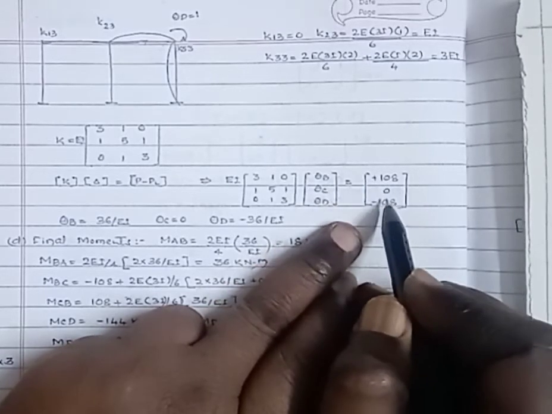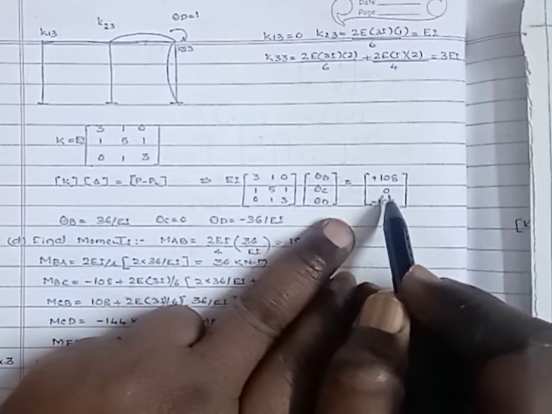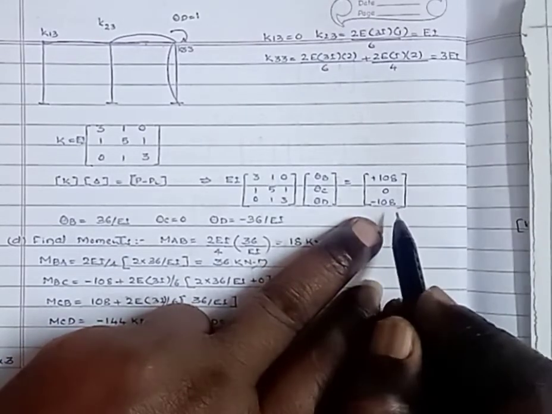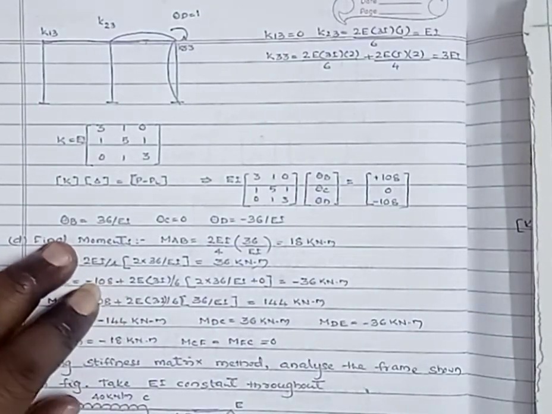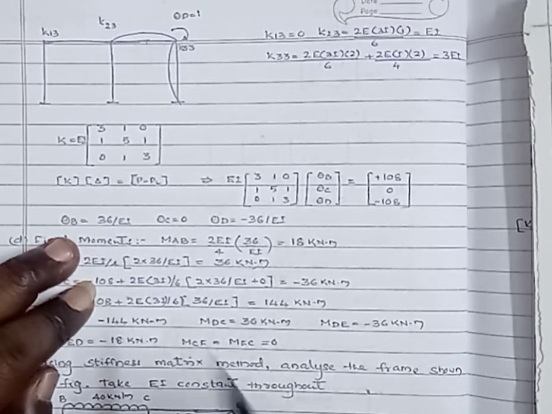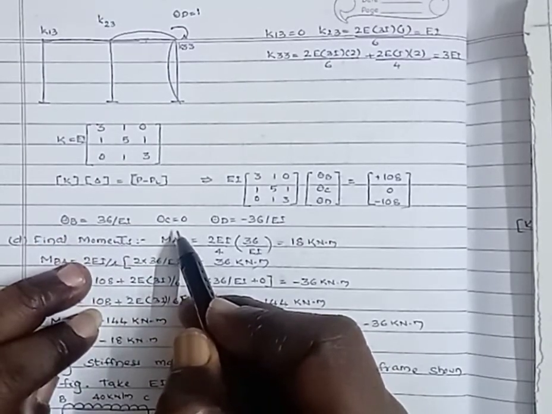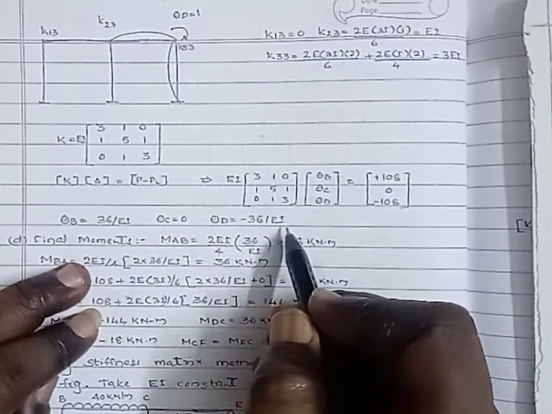Here at 2, the net moment, net load, or PL by 2, is 0. At 3, the net moment is clockwise 108, so 0 minus 108, that is minus 108. After simplification, the values of theta B, theta C, theta D are: theta B equals 36 by EI, theta C equals 0, and theta D is minus 36 by EI.